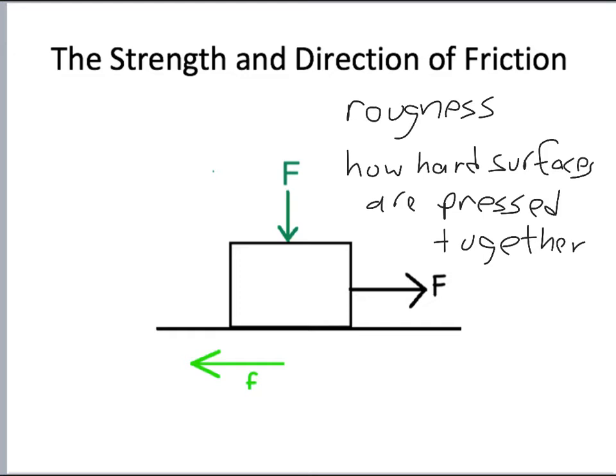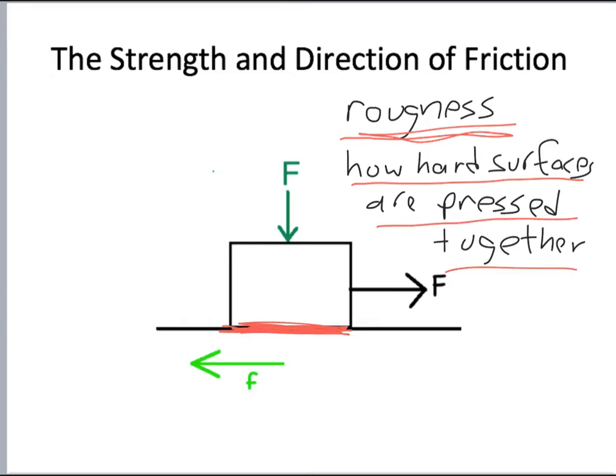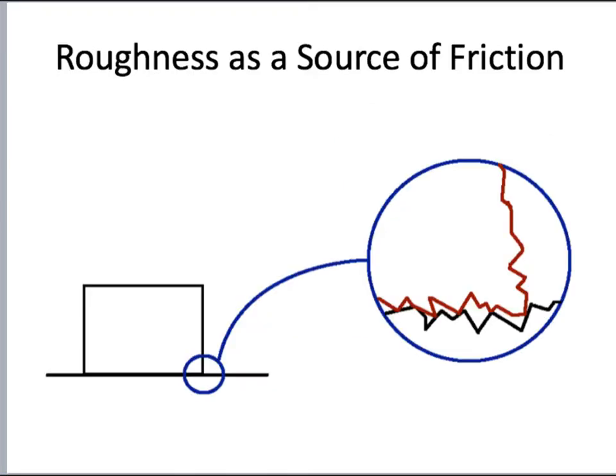So the strength of friction depends on the roughness of the surfaces, and that would be the surface here where they're in contact. Hopefully that's obvious. The roughness where the two surfaces make contact is one factor that the strength of friction depends on. And then how hard the surfaces are pressed together is the other thing that's going to affect how big the friction is.